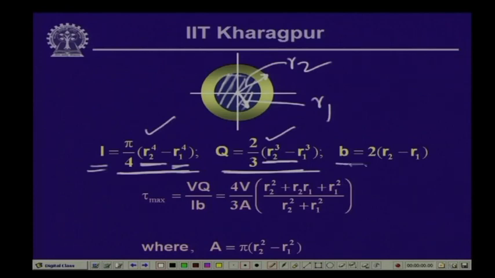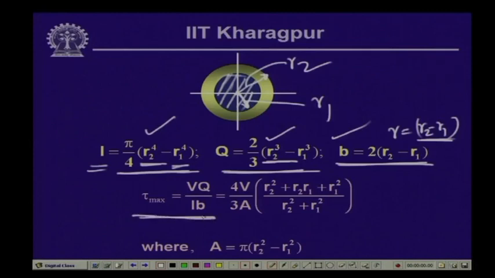B is equal to twice r, and we are substituting for r as r2 minus r1, the external radius minus the internal radius. And we substitute this value of I, Q and b in the expression for maximum shear stress.